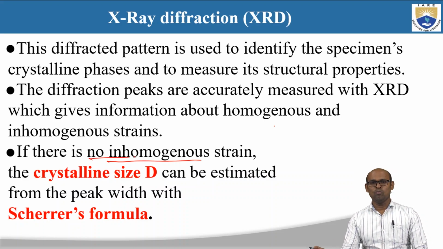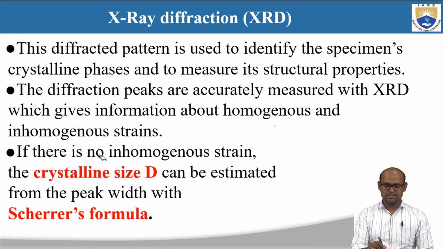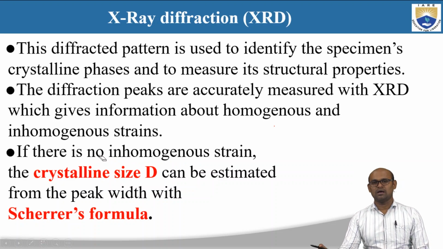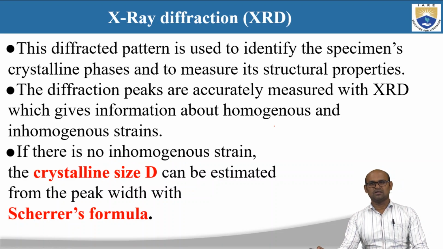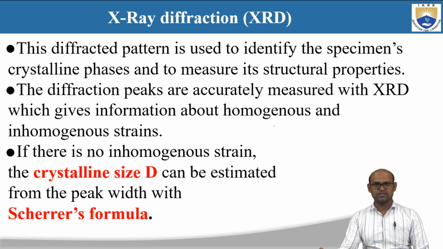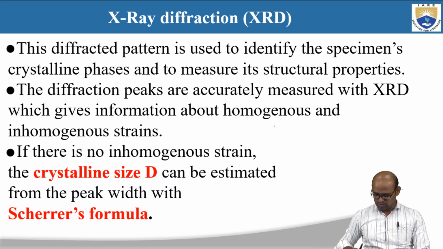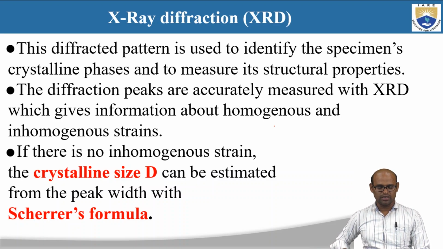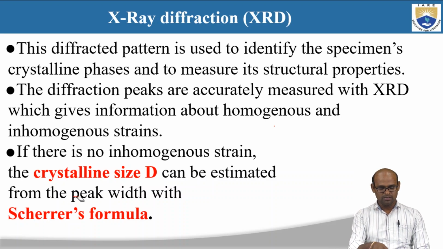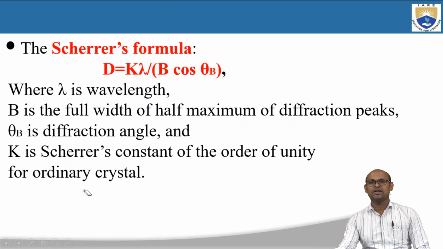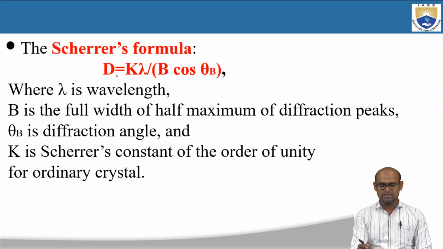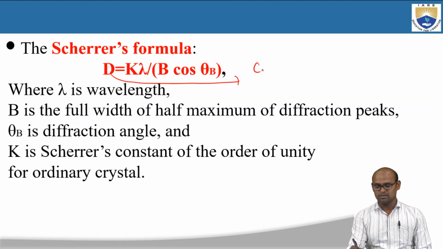If there is only homogeneous strain, in that case, homogeneity means all the crystallites present in the crystal are of the same crystalline structure. So then we can find out the crystallite size using the peak width, with Scherrer's formula. So Scherrer's formula is given by this, where D is the crystallite size.